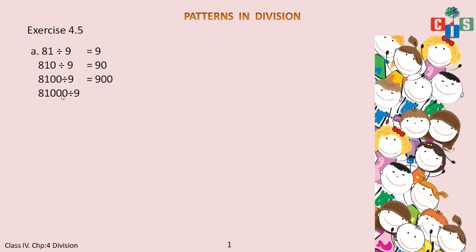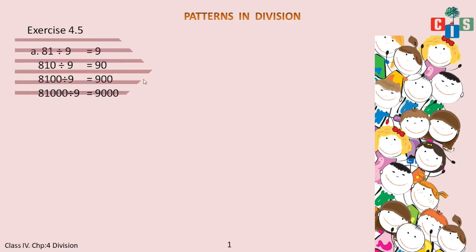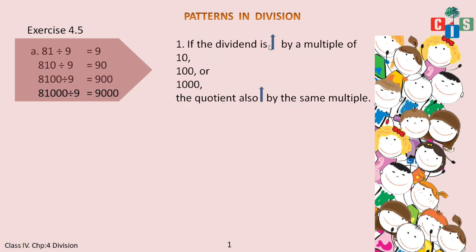The fourth example is 81,000 divided by 9. So we will have 9,000, because 3 zeros are there in the dividend, so my quotient will also have 3 zeros. Observe the pattern, students. The dividend is a multiple of 10, 100 and 1000, and so the quotient will also have the same number of zeros as the dividend. So when the dividend is increased by a multiple of 10, 100 and 1000, the quotient also increases by the same multiple.